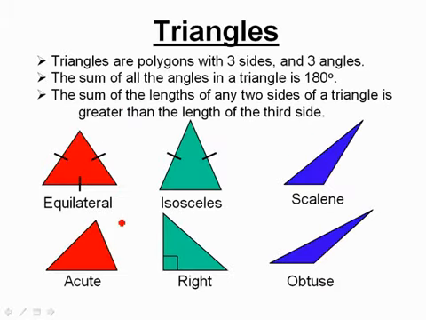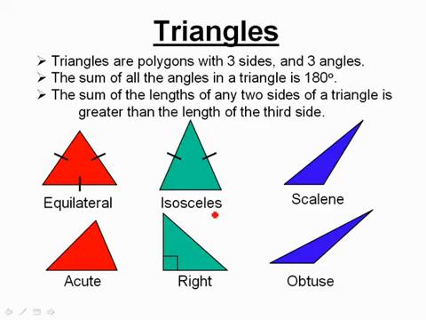Triangles are polygons with 3 sides and 3 angles. The sum of all the angles in a triangle is 180 degrees. We'll be showing you why that's true a little later on. And the sum of the lengths of any 2 sides of a triangle is greater than the length of the third side. Now, you might be wondering, why are there all these names? Equilateral, isosceles, scalene, and so on.